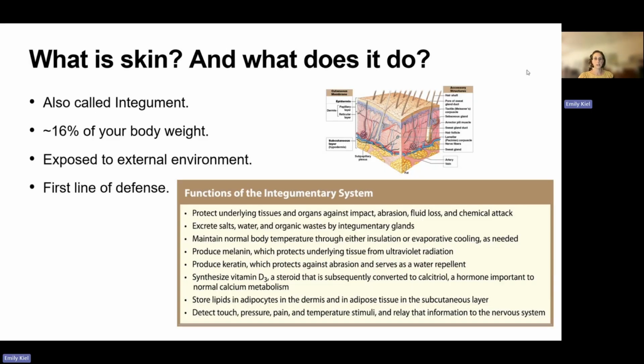It's going to produce melanin, which protects underlying tissues from UV radiation. Melanin's that pigment that gives you a tan. It's going to produce keratin that's going to protect against abrasion and serve as a water repellent. Skin synthesizes vitamin D3, and it's specifically a steroid.